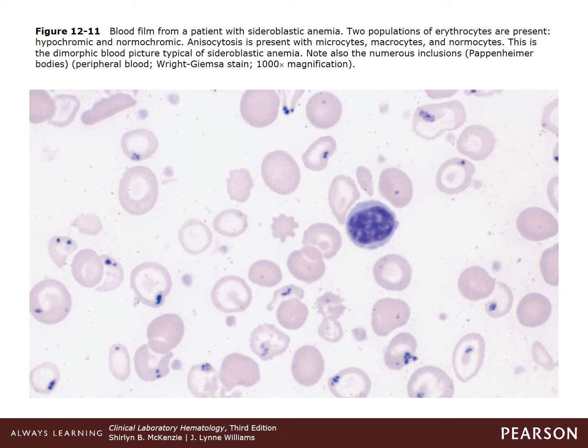Here's a blood film, a peripheral film, of a person with sideroblastic anemia, where you see many Pappenheimer bodies or aggregates of iron within those red cells. Anisocytosis is present here, and you may see microcytes, macrocytes, and normocytes within this dimorphic picture.